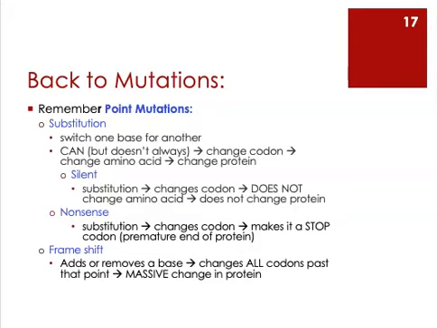In other words, every codon past the point of that frame shift mutation will be affected. Every amino acid past that point, at least potentially, could be affected. And you often end up with a very changed protein.